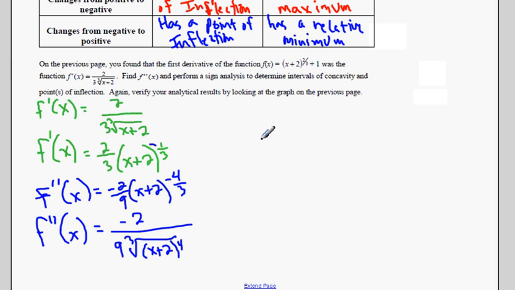So what do I need to do? I need to do a sign change chart for the second derivative.